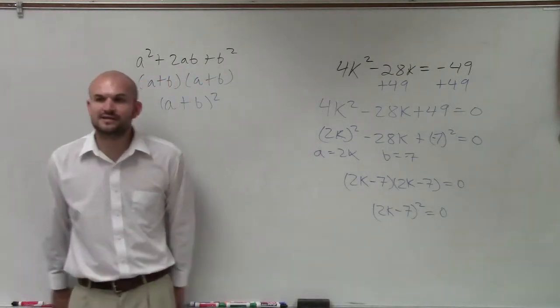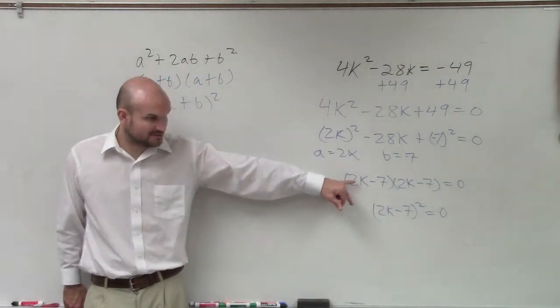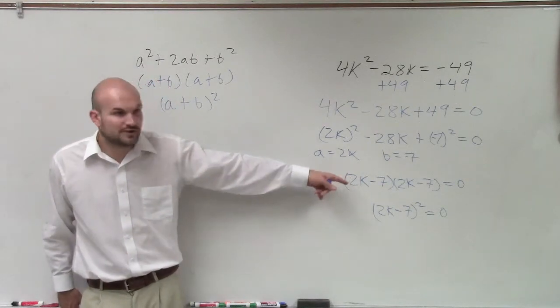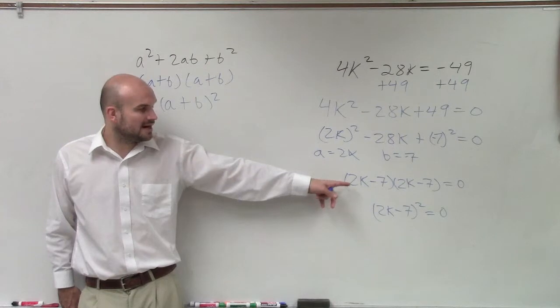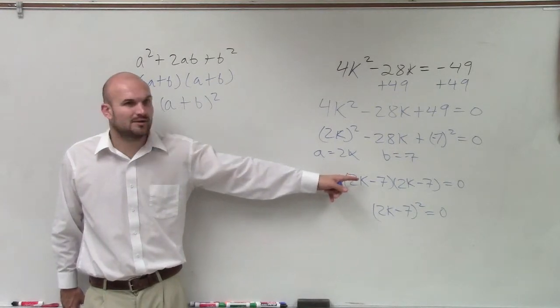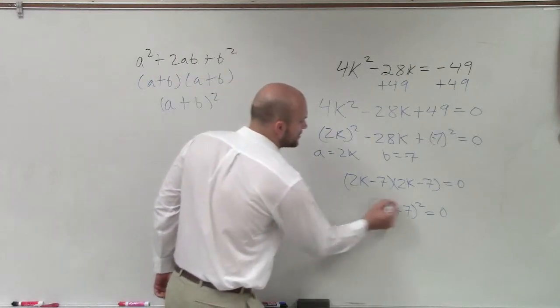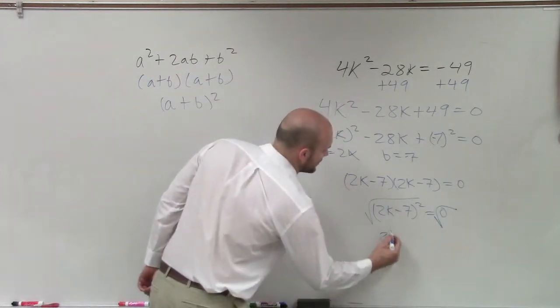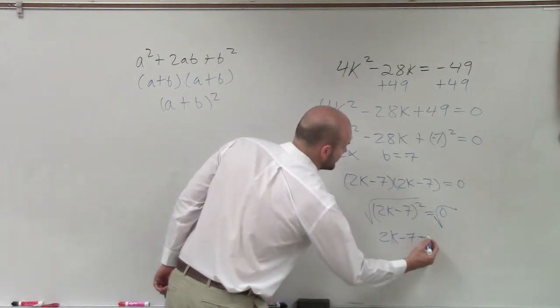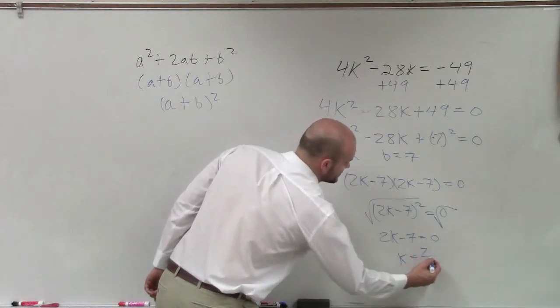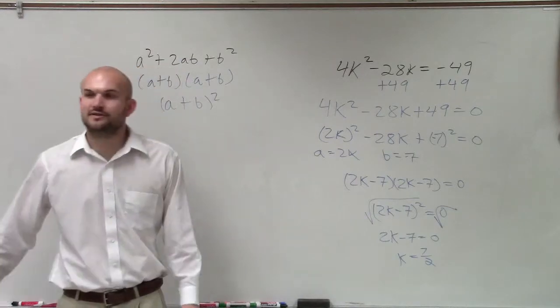Now, there are two different ways you can do this. You can write it like this: 2k minus 7 times 2k minus 7, which is just 2k minus 7 squared. Or you can also use the zero product property from here, but you're going to get the exact same answer. So I'll take the square root of both sides. Therefore, I have 2k minus 7 equals 0, and then I solve for k. k equals 7 halves.